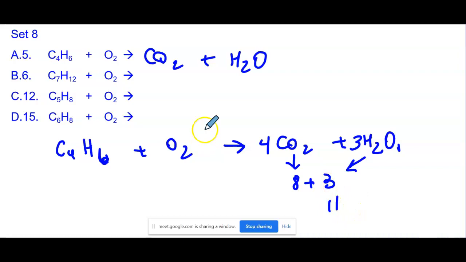Now I gotta get 11 on here, right? So I gotta put 5.5 here, because I know whatever I put here, I have to multiply by 2. To get to 11, I have to put 5.5 times 2 gets me to 11, yes? Okay, but I can't leave the 5.5. We don't leave fractions and decimals until you get to a second year of chemistry. So we're going to multiply everything.